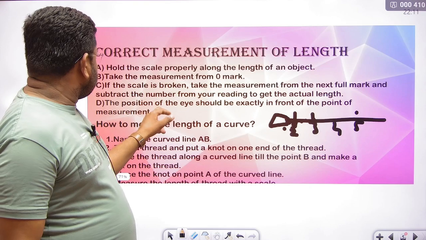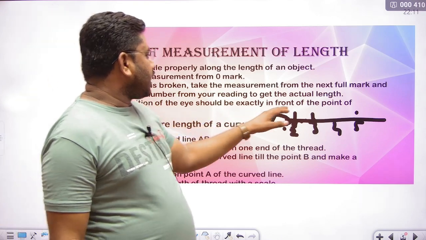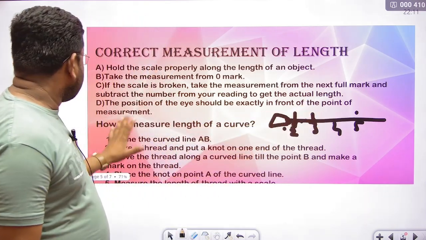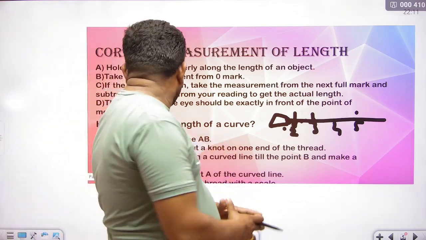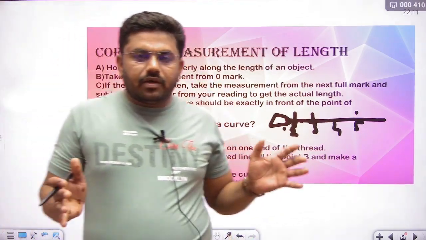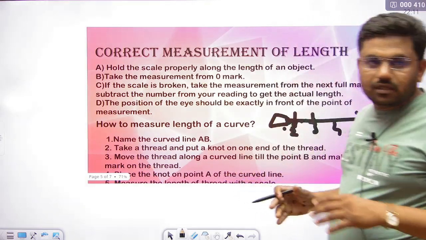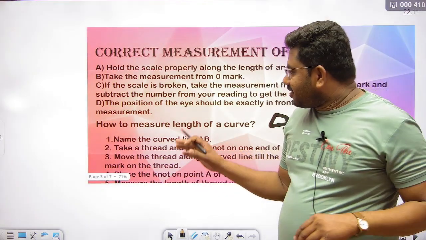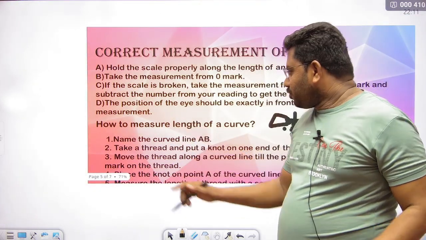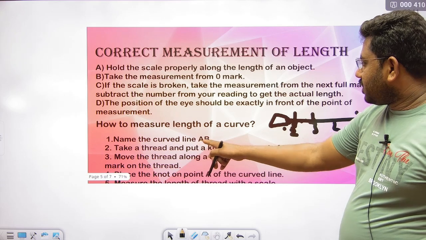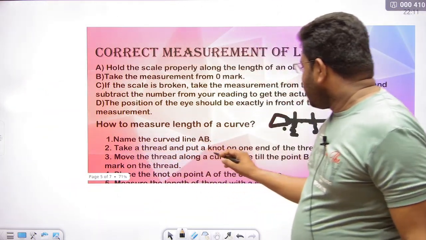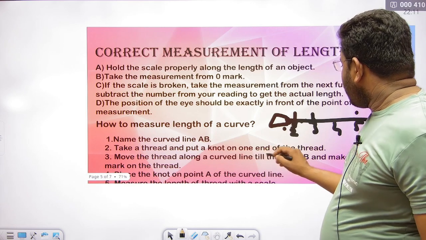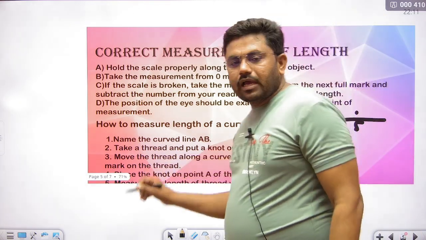The position of the eye should be exactly in front of the point of measurement, that we have to remember. How to measure the length of a curve? If you want to measure a curved distance, name the curved line AB, take a thread and put a knot at one end of the thread.